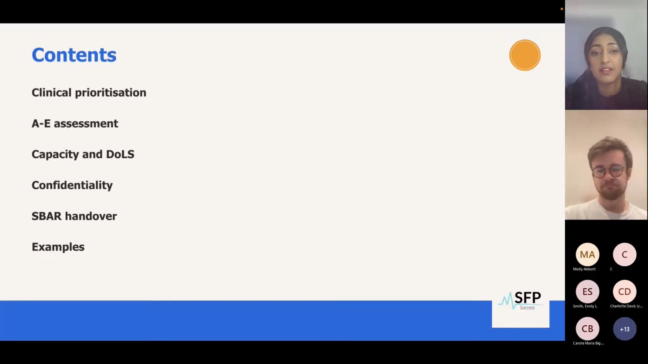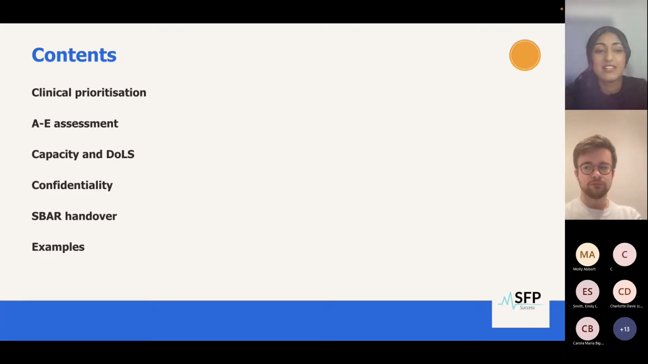Okay, so we'll be going through the clinical prioritisation, the A to E assessment, which you've probably come across in medical school. And then Matt's going to talk about the ethics side of things as well, looking at capacity, DOLS, confidentiality, and then finally, what is quite neglected in the interviews, the SBAR handover. That really helps to put you across really well, and it's just really important for F1 and F2 as well. We'll be doing examples throughout the presentation and getting you all involved.